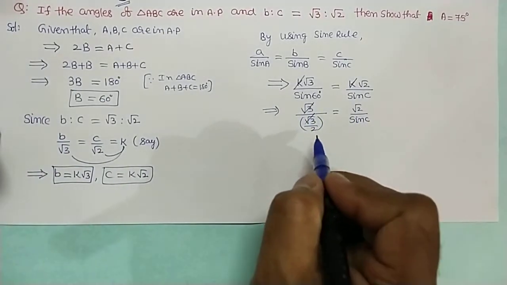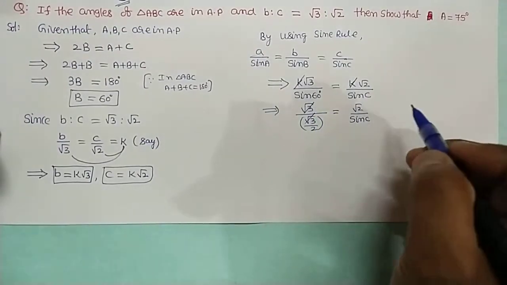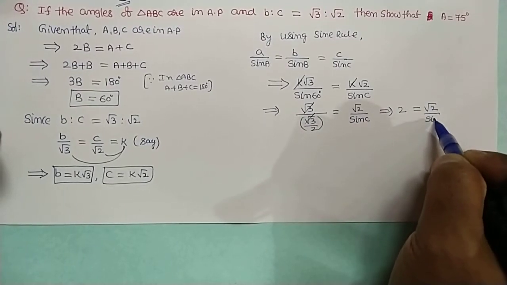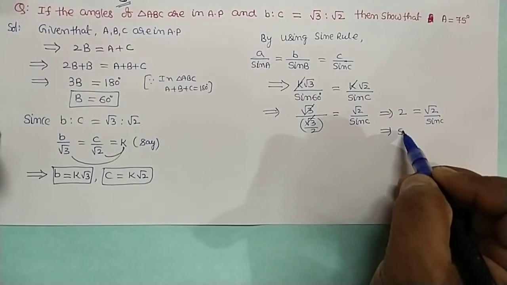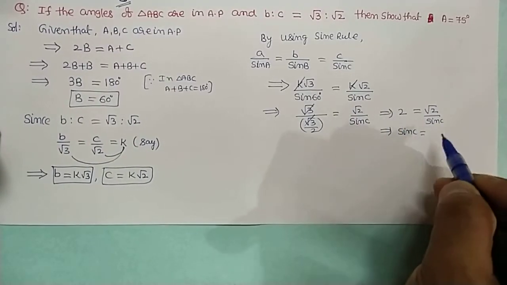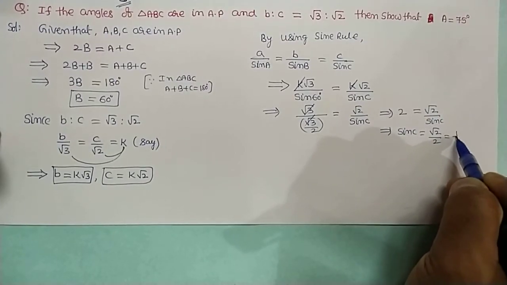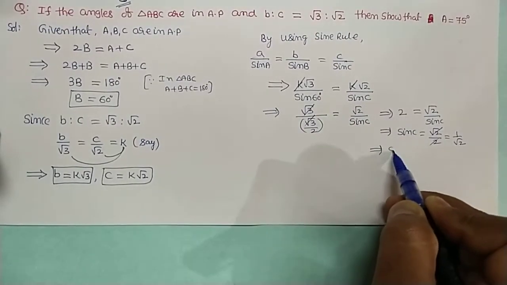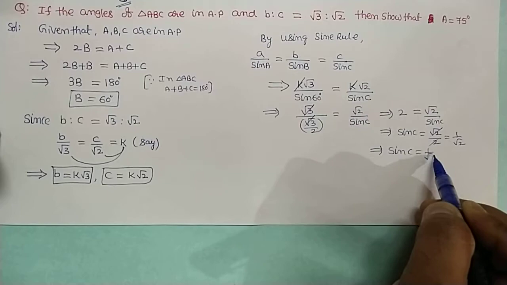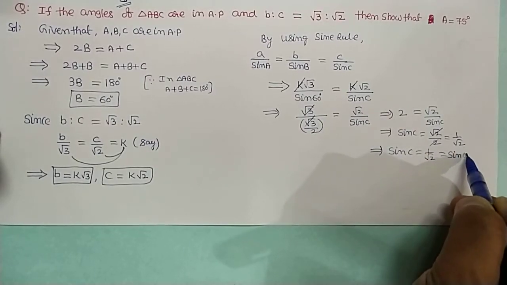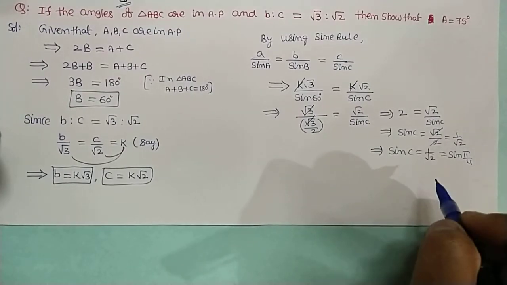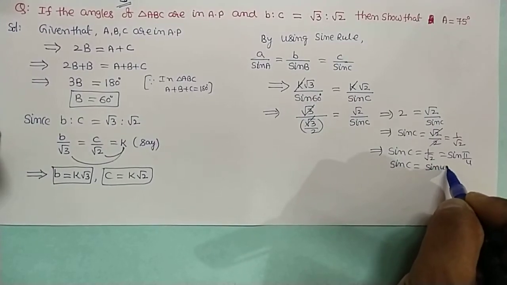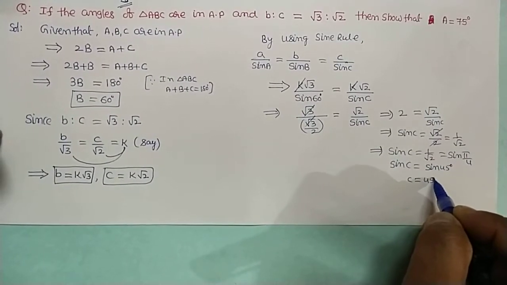So here root 3 gets cancelled. Denominator of a denominator will become the numerator. So we get 2 equal to root 2 by sine c. Cross multiplying, sine c is equal to root 2 by 2. This also can be written as 1 by root 2. Why? Because root 2 times is going to get cancelled. Sine c is equal to 1 by root 2. For what angle will it become 1 by root 2? Sine pi by 4, or sine 45. So sine c is equal to sine 45. C is equal to 45.